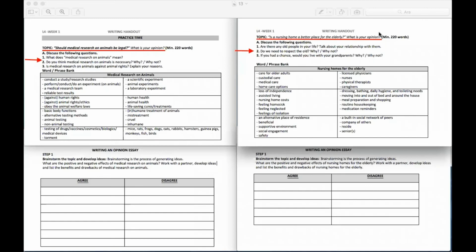Now it's practice time. In this part, you will see two different topics. The first one is, should medical research on animals be legal? And the second one is a nursing home a better place for the elderly? And what's your opinion? Please start by discussing these questions, and then you may follow the steps.